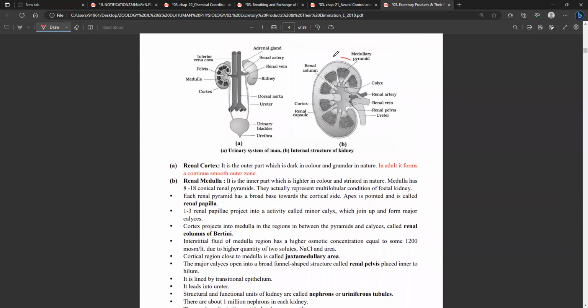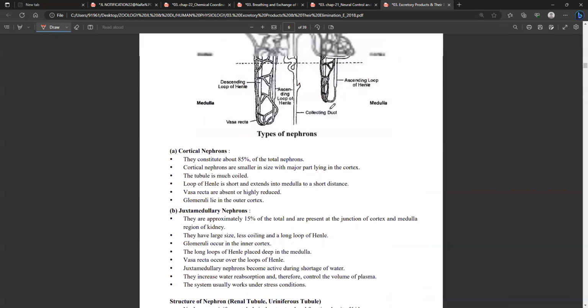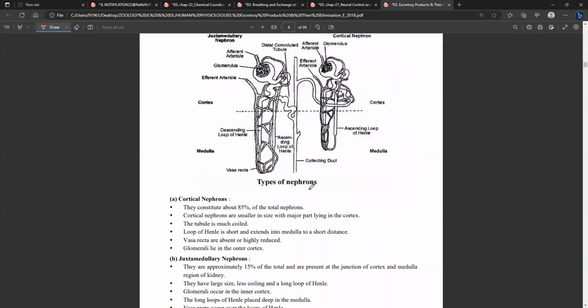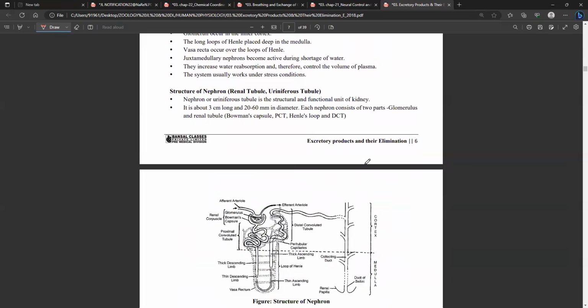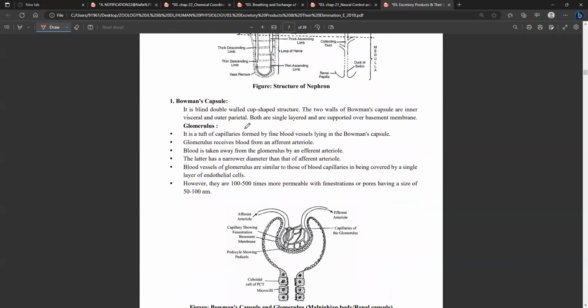As I told you, friends, you should not leave anything with respect to the structure of the kidney. I will explain briefly, don't worry. Renal cortex, renal medulla, what is the function of the renal papillae, what is the function of the uriniferous tubules, what is the function of the renal pelvis. Then, very important, there are two types of nephrons: cortical nephrons and medullary nephrons. Where are the nephrons present more, what are the functions of cortical nephrons, what are the functions of medullary nephrons. And as I already told you, you have to read the complete structure of the nephron.